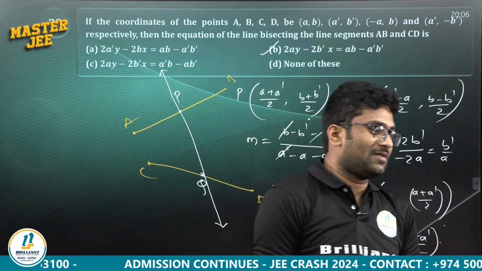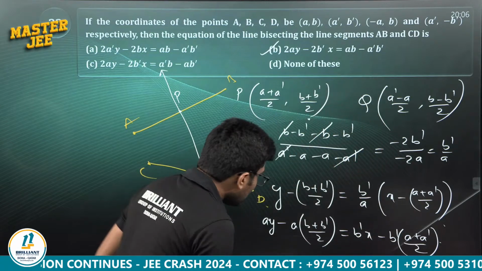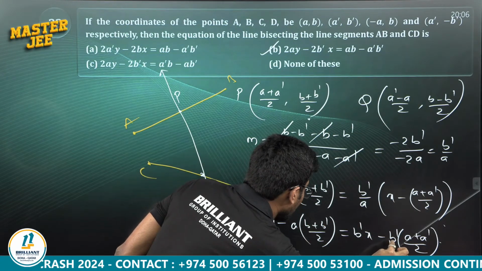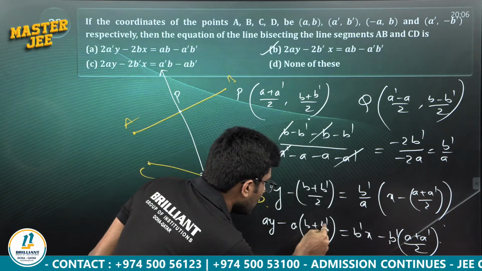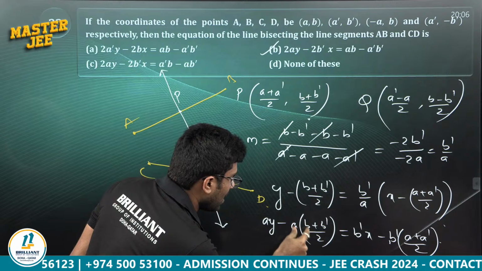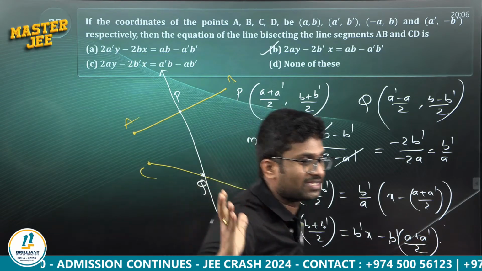This is what happens. See guys, here A into B dash by 2 gets cancelled. Then we will be left over with only minus AB by 2 minus B dash A dash by 2. These two won't get cancelled.